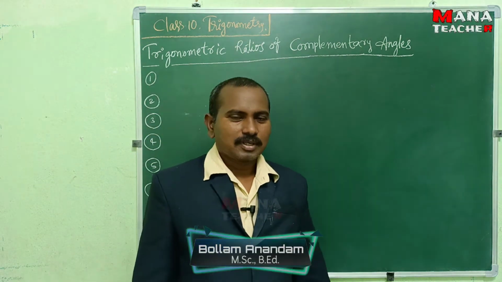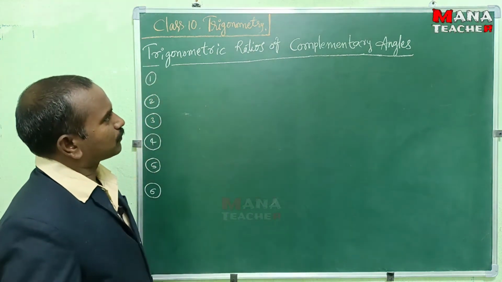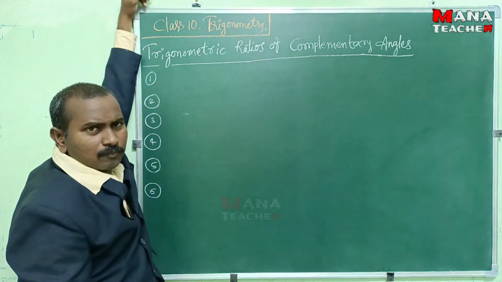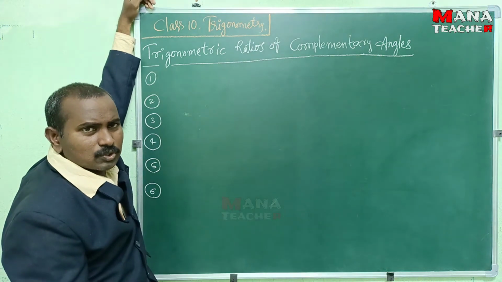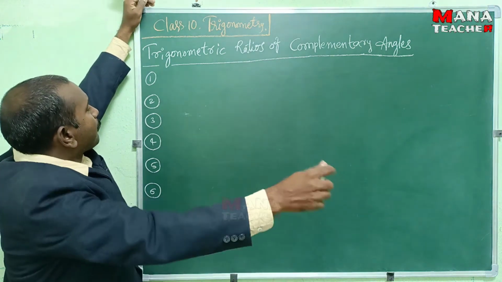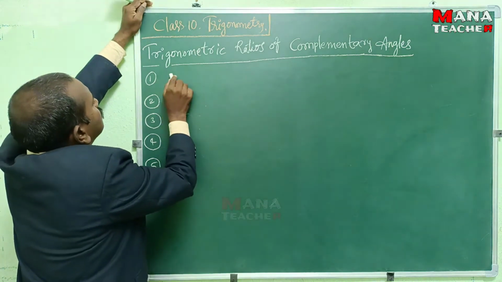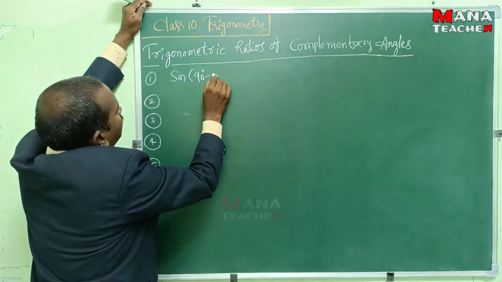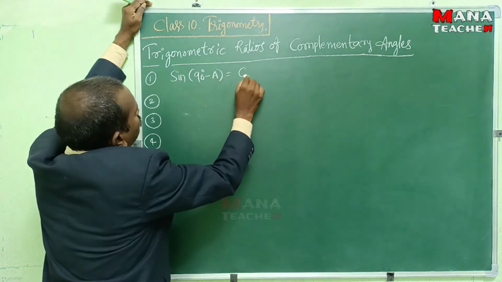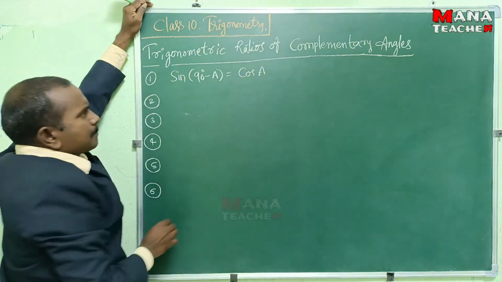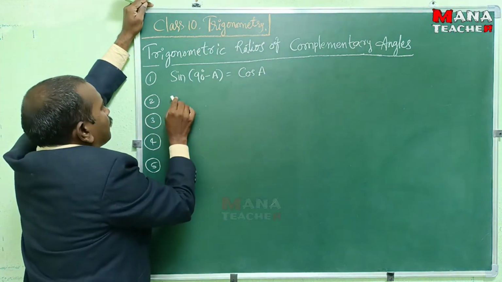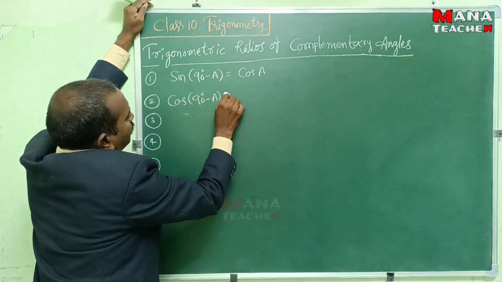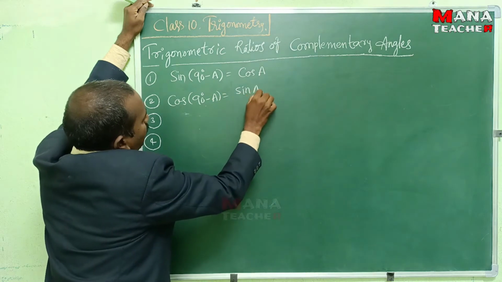Now, trigonometric ratios of complementary angles. Here complementary means the sum of two angles is equal to 90 degrees. Now sin(90 degrees minus A) equals cos A. Cos(90 degrees minus A) equals sin A.